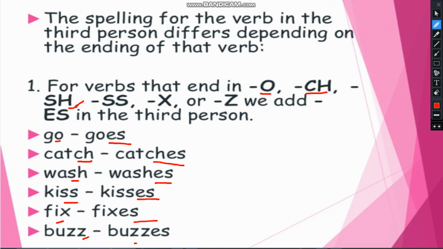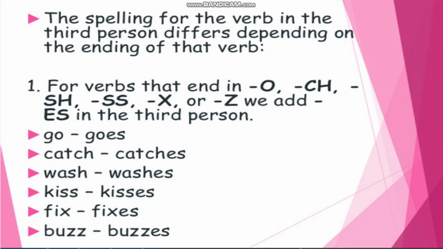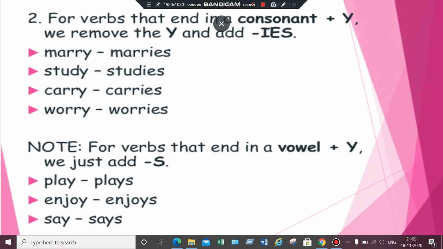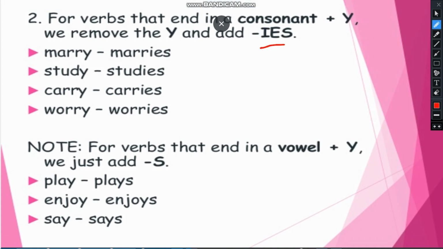z से buzzes, so go becomes goes, catch becomes catches, wash becomes washes, kiss becomes kisses, fix becomes fixes, buzz becomes buzzes. So this way we are changing the form of the verb. Then when the verb is ending with the consonant sound of y, then IES is added. अगेन यहाँ पे ये याद रखो कि हम इसको सिंगुलर प्लूरल में नहीं चेंज कर रहे हैं, वी आर जस्ट चेंजिंग द फॉर्म ऑफ द वर्ब.